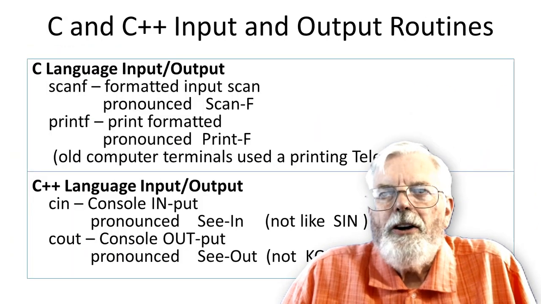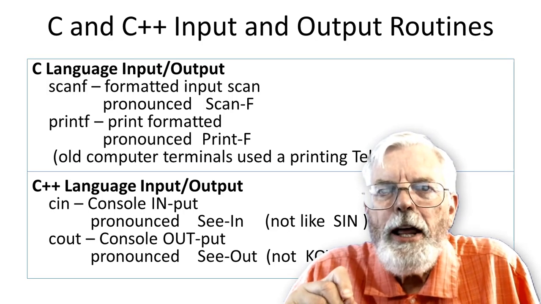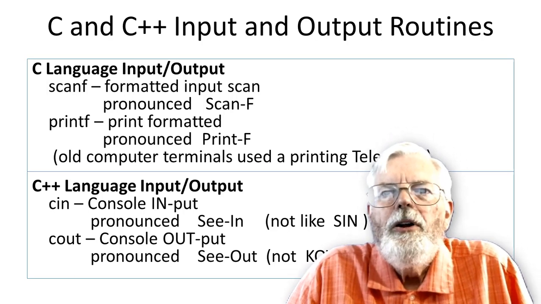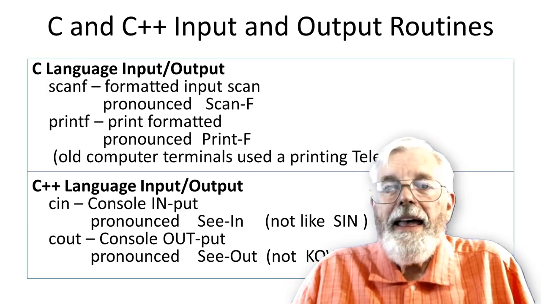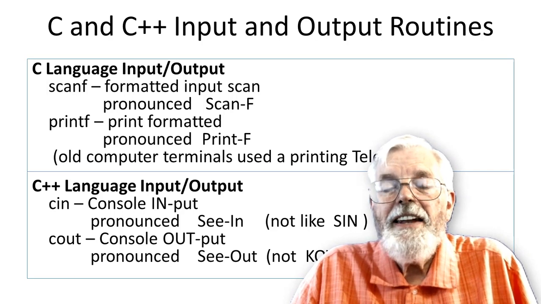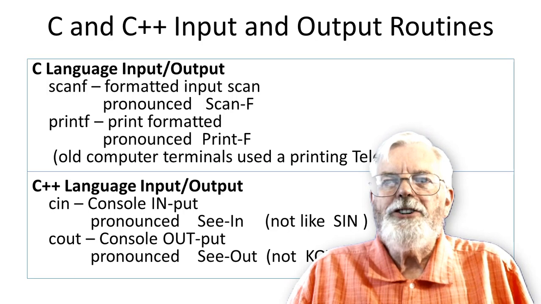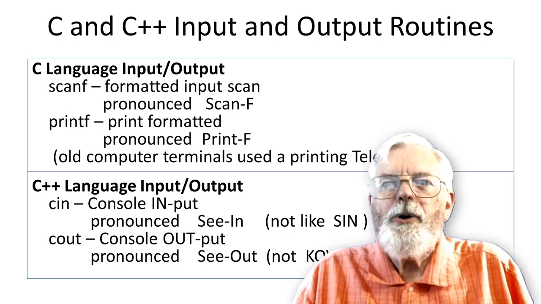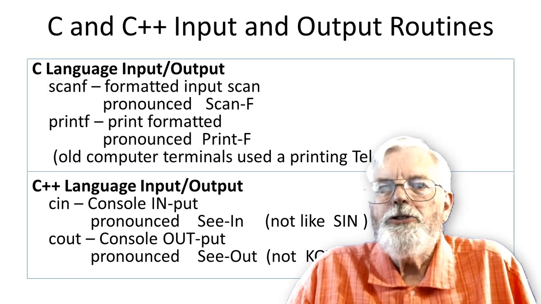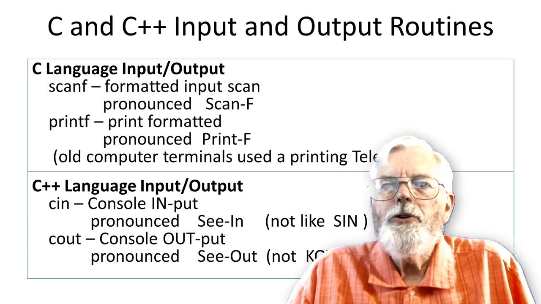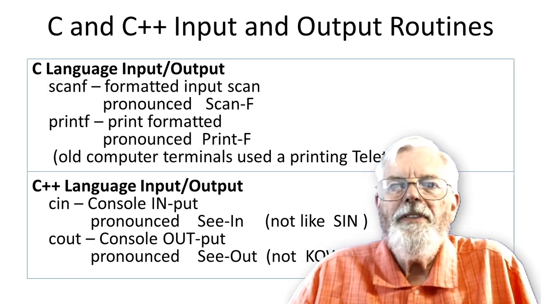If you want to sound like a cool programmer who's in the know, watch how you pronounce these names. Scanf, printf, cin, cout. If you pronounce cin as sin, people might think you're trying to lead a church congregation instead of writing a C++ program. BASIC used the print statement and C used the printf statement because we used a printing teletype as the console, because the video displays weren't invented yet.